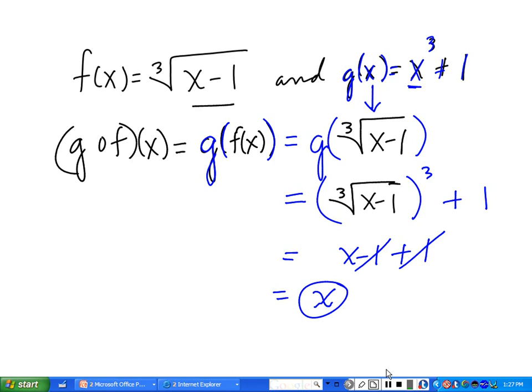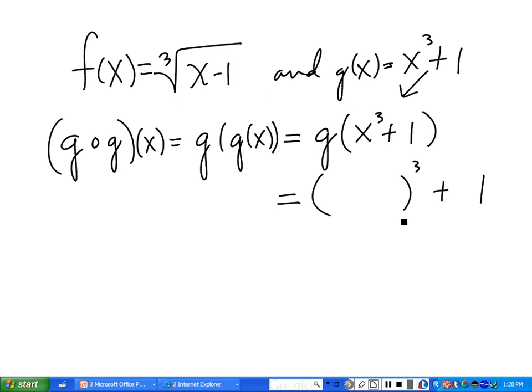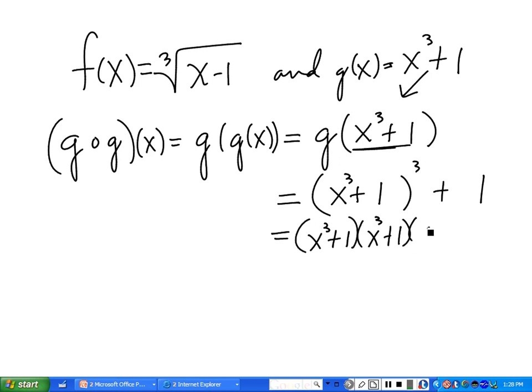Let's do g of g. Okay, so we have g of x. Write down g of x, and inside of this we have x cubed plus 1. Our function g is x cubed plus 1. So inside of this parenthesis, I'm going to replace the x that was here with x cubed plus 1. So it's x cubed plus 1, cubed, plus 1. Now that is not an easy thing to do, because we will have to multiply x cubed plus 1 times x cubed plus 1 times x cubed plus 1, plus 1 because of this plus 1. But we can do it, so let's do it.